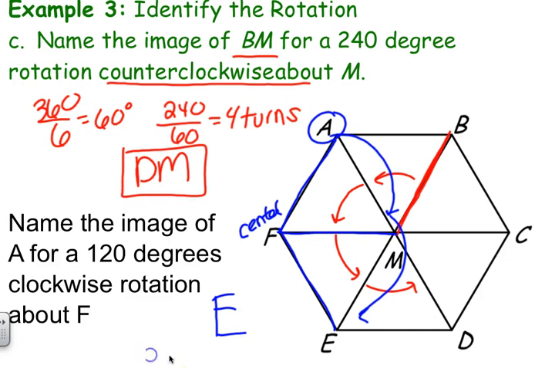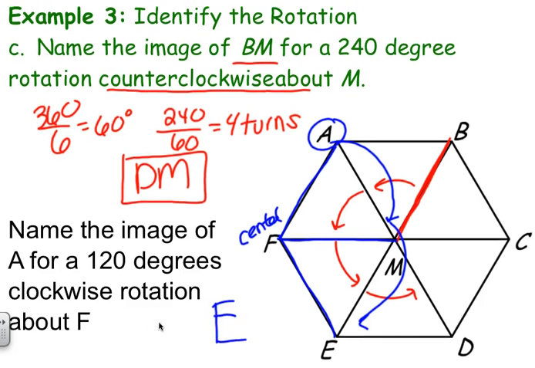Okay. Over here, I need to name the image of A, 120 degrees, which would be 2 turns. Clockwise about F. So if this is my new center, I can move along this little rotation over here. So you had to ignore all of that out here. And so starting at A, 1 turn, 2 turn would put it back at E. So hopefully that makes more sense when the center is not at the origin. If not, I've definitely got some practice for you.